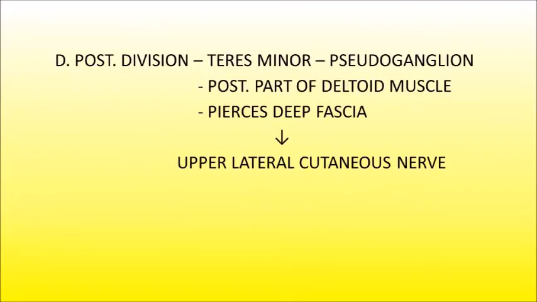To move on with its posterior division, it supplies the teres minor, which bears the pseudoganglion, which is its peculiarity, and it also supplies the posterior part of the deltoid muscle, and it pierces the deep fascia to become the upper lateral cutaneous nerve of the arm.